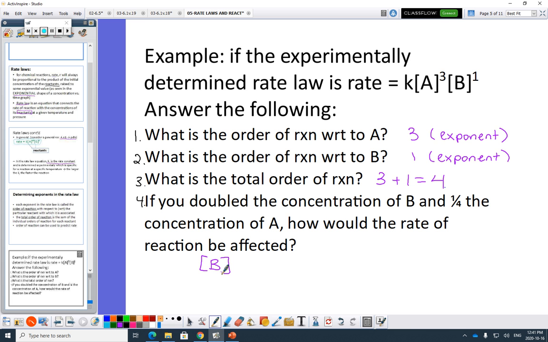Okay, so B is going to be doubled. So whatever B is, doesn't matter. If we double the concentration of B, and even just use a 2. So let's say we started at 1, we went to 2. When you do 2 to the power of 1, that's just a linear change. So then you're doubling the rate.